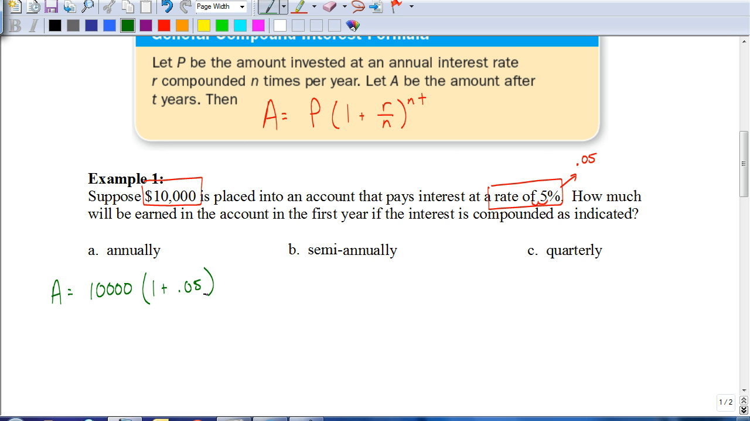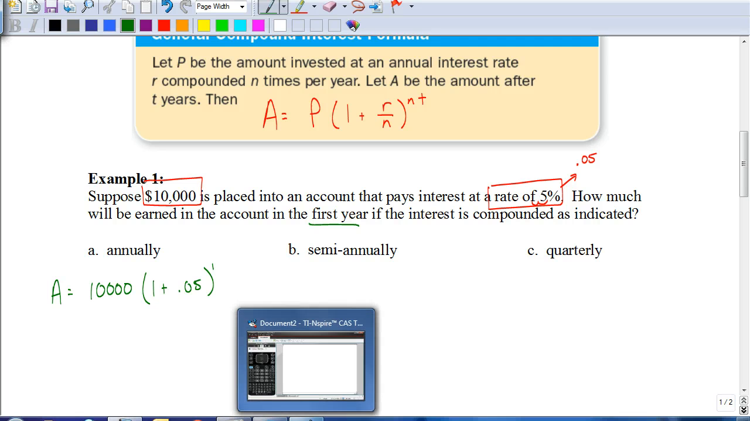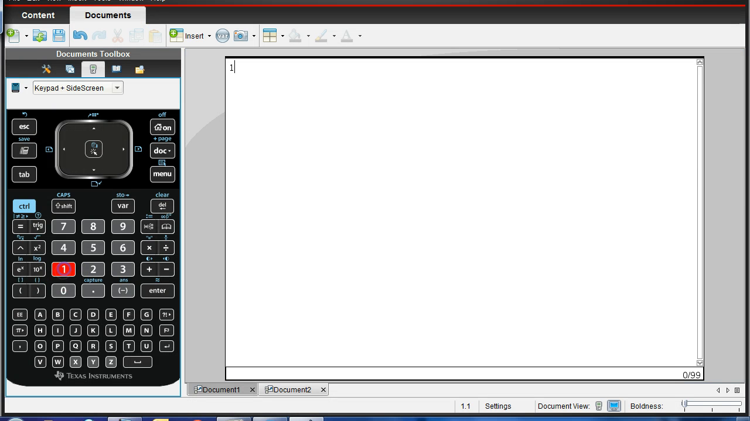So we want to figure out how much is going to be in the first year, so we're going to put 1 in there as our exponent, because 1 times 1 would be 1. So what we're going to do is figure this out. Let's go ahead and look at your calculators at how we would do this. We're just going to type this in as 10,000, and then in parentheses it's going to be 1 plus 0.05, parentheses, and our exponent's going to be 1. Enter, and I get 10,500.